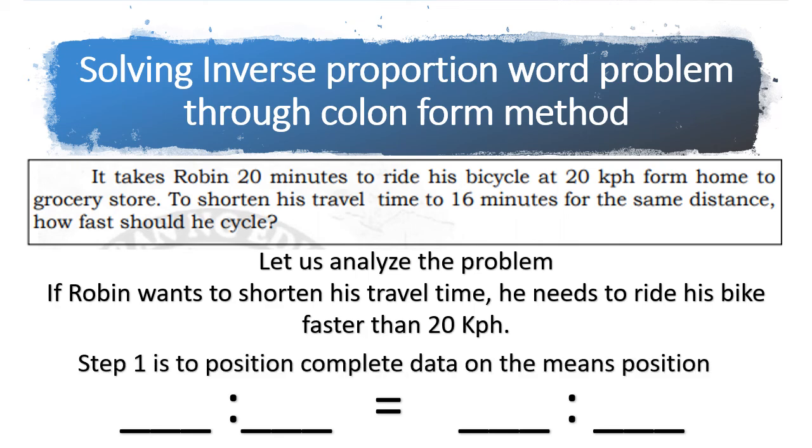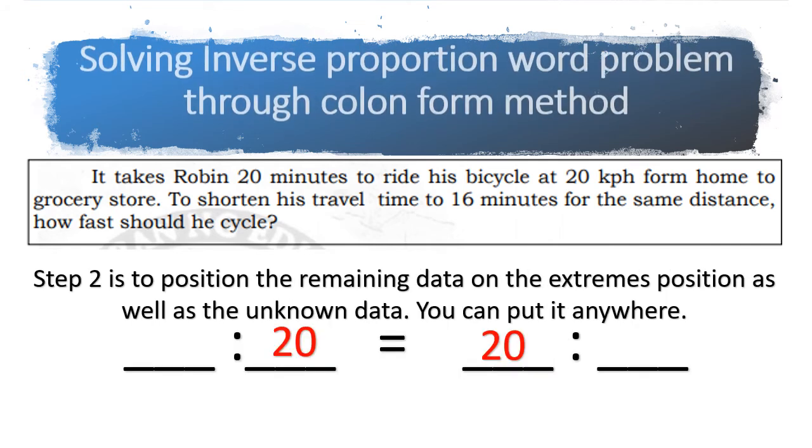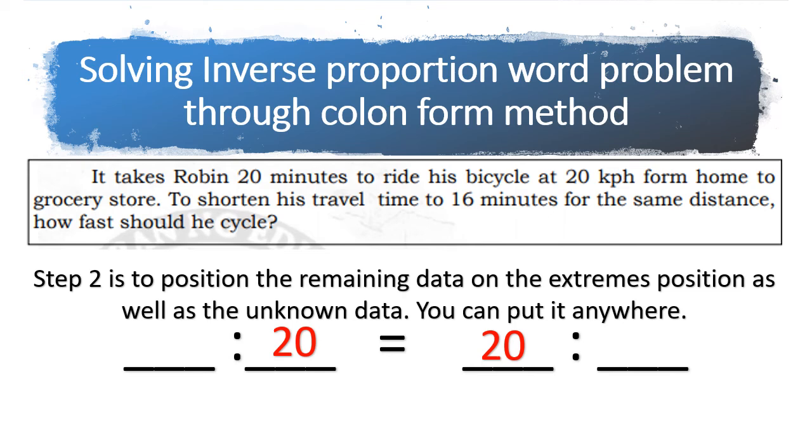Step 1. Position the complete data on the means position. The complete data are 20 minutes and 20 km/h. Step 2. Position the remaining data on the extremes position as well as the unknown data. The remaining data is 16 minutes and the unknown data is the speed. Let x be the unknown data.